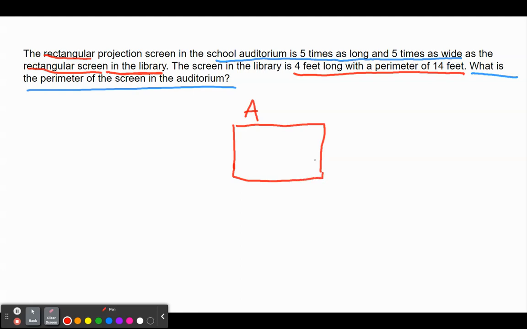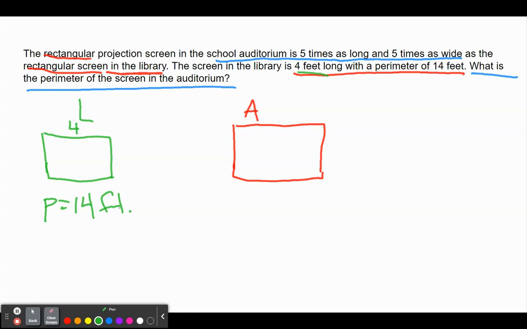Okay, now in order to figure out how big the auditorium screen is, because it's 5 times as long and 5 times as wide as the library rectangular screen, we need to figure out how big the library screen is. So the library rectangular screen, let me make that in green, is also a rectangle, and this is not going to be drawn to scale. I know this should be much smaller, but we know that the screen in the library is 4 feet long. And the perimeter, I'm going to put down P for perimeter, is equal to 14 feet.